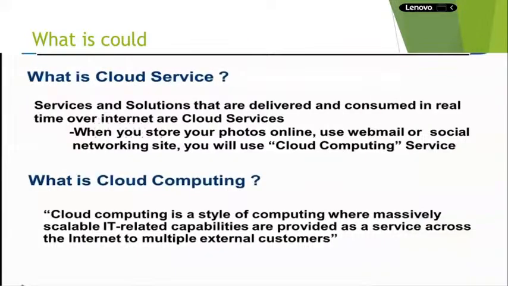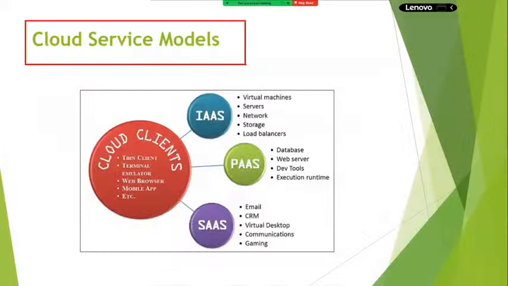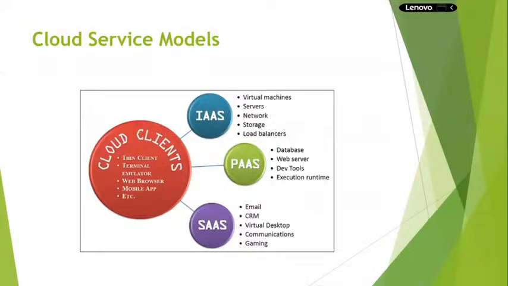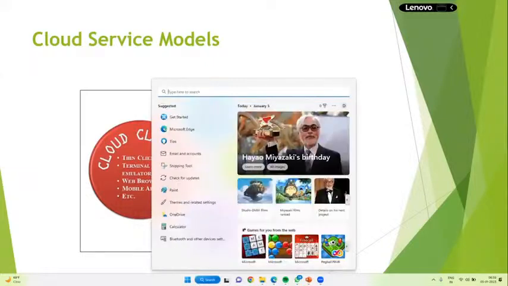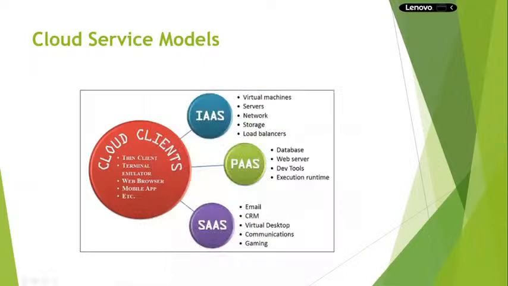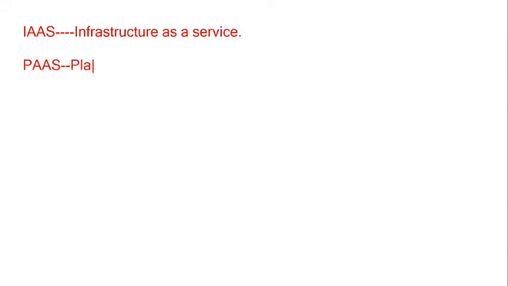What are they, guys? Any idea? Private cloud, public and hybrid cloud are deployment models. The service models are: one is Infrastructure as a Service, IaaS; one is Platform as a Service, PaaS; and one is Software as a Service, SaaS.